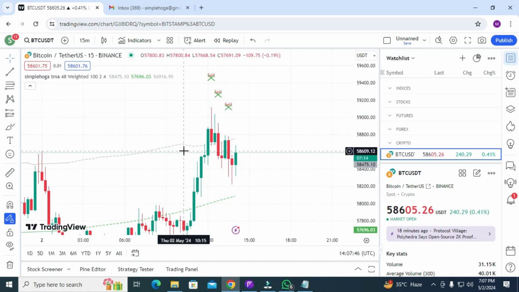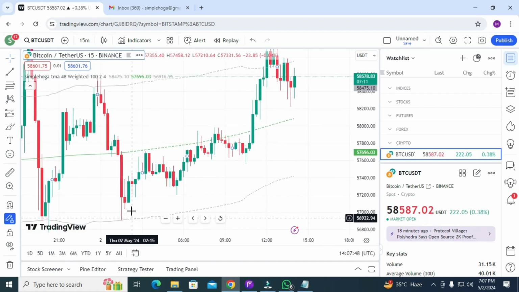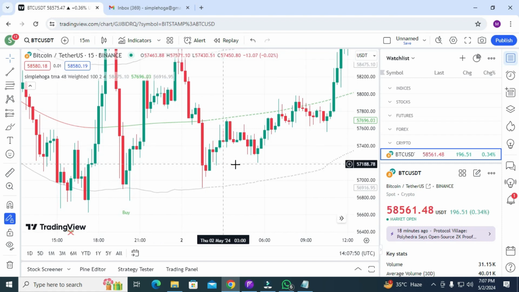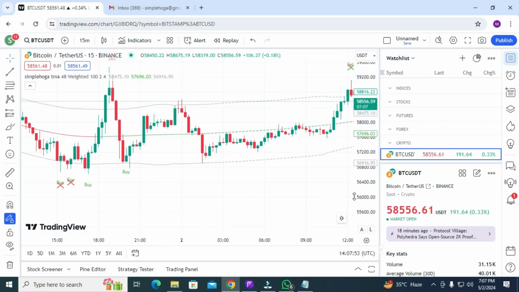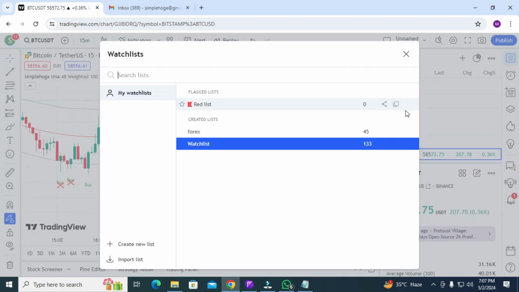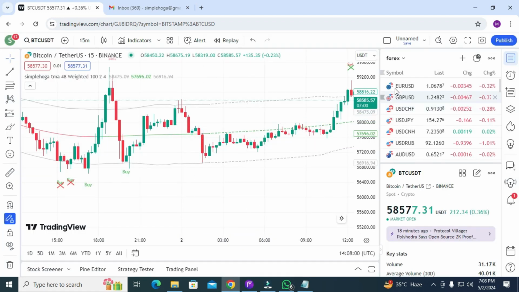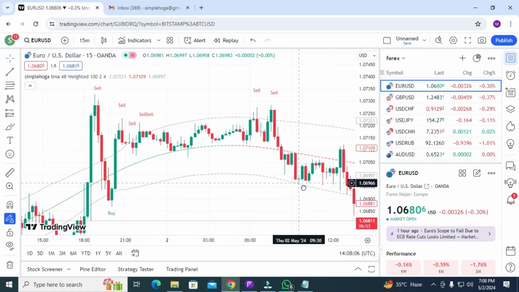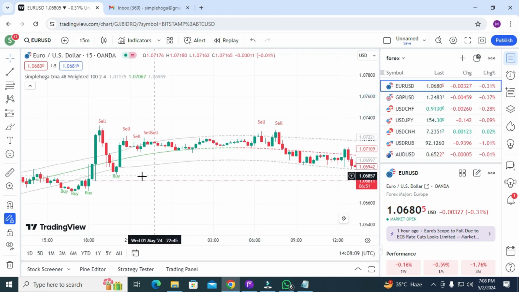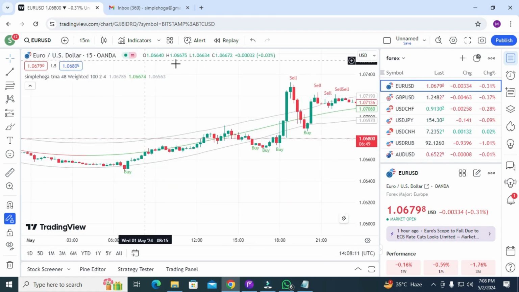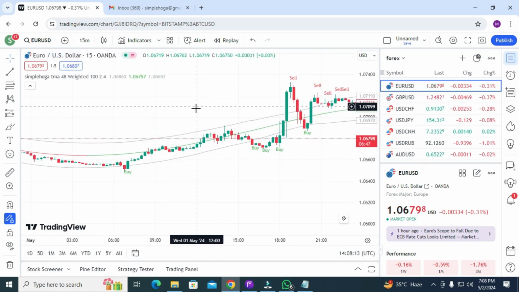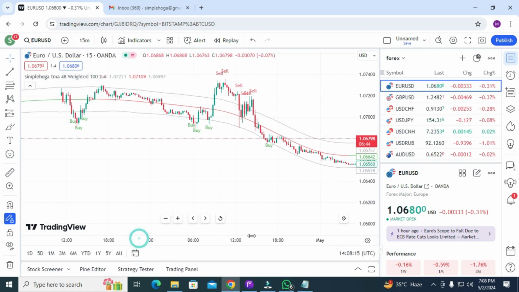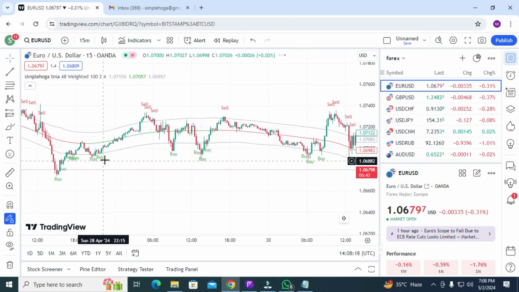Okay, so for BTC, bank nifty, and forex pairs, it will work, not for forex, for stock. Okay, let's see the results in forex. Okay, EUR/USD, let's see the results for EUR/USD. In the forex pairs, you will not get the cross signals here. Okay, you can see you will not get cross signals.